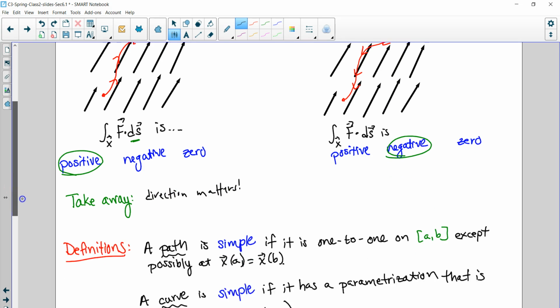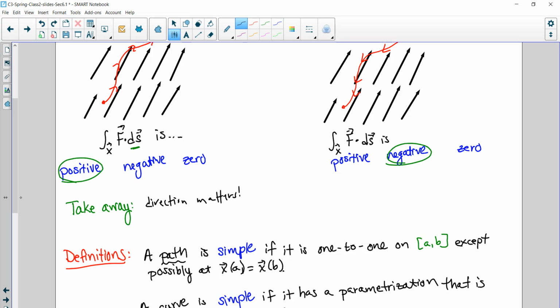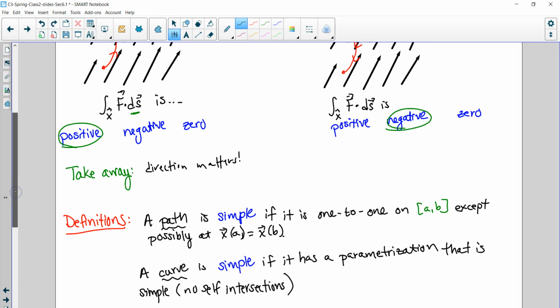Okay, just keep that in mind for a hot minute. We need to get through some definitions first. There's this idea of simple. If you ever call a person simple, that's not a nice thing, so don't do that. But if you call a path simple, that just means that it's one-to-one. You might think, okay, it passes the horizontal line test. Roughly equivalent, but again, we're in multiple dimensions, so it's not exactly horizontal.